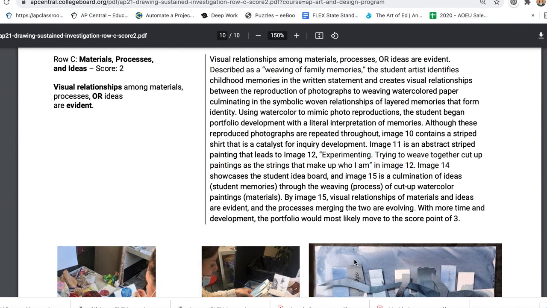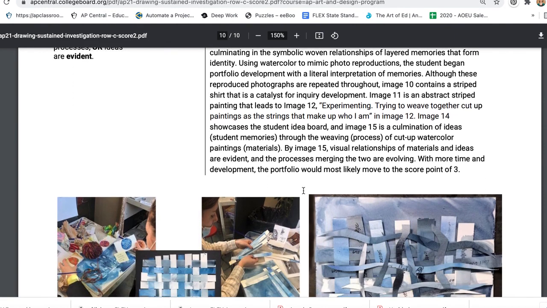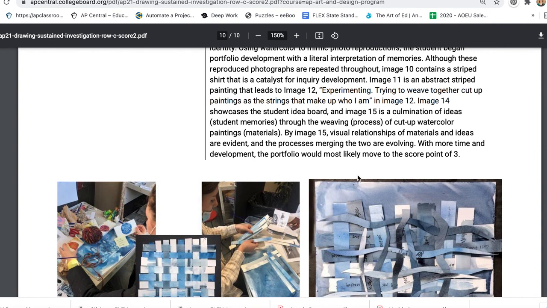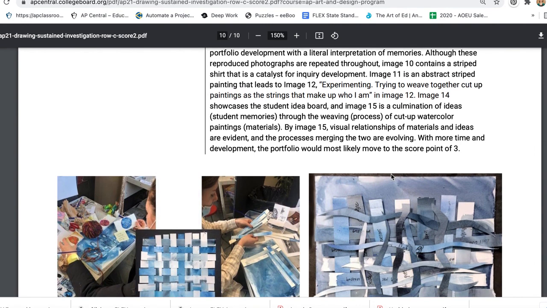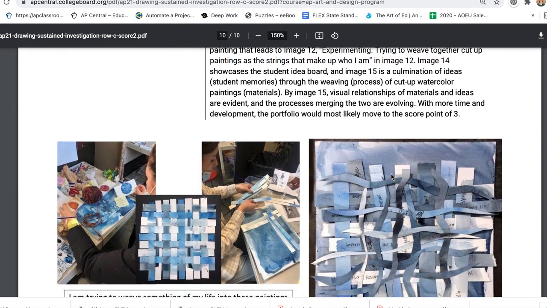Although these reproduced photographs are repeated throughout, Image 10 contains a striped shirt that is a catalyst for inquiry development. Image 11 is an abstract striped painting that leads to Image 12, experimenting. Trying to weave together cut-up paintings as the strings that make up who I am in Image 12. Image 14 showcases the student idea board, and Image 15 is a culmination of ideas, the student's memories, through the weaving process of cut-up watercolor paintings for their materials.